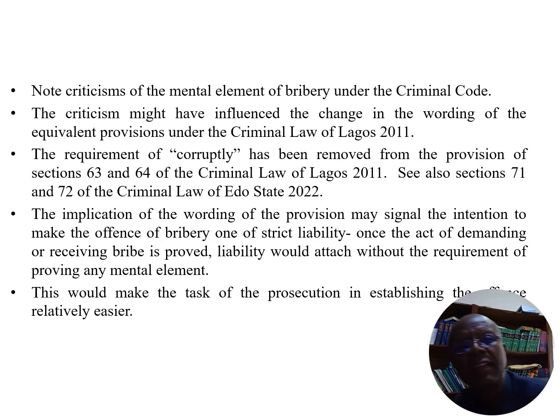Now, we should note the criticism of the mental element of bribery under the Criminal Code. The Criminal Code merely uses the word corruptly without explaining the meaning of that word. Okay? And that in itself is not adequate, because the criminal law is supposed to regulate conduct. And if the criminal law is supposed to regulate conduct, then the criminal law should be specific and clear as to the nature of the conduct that it is regulating.